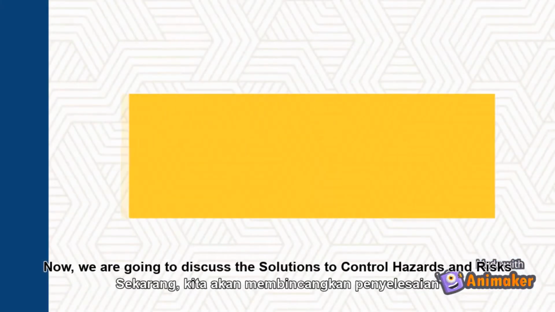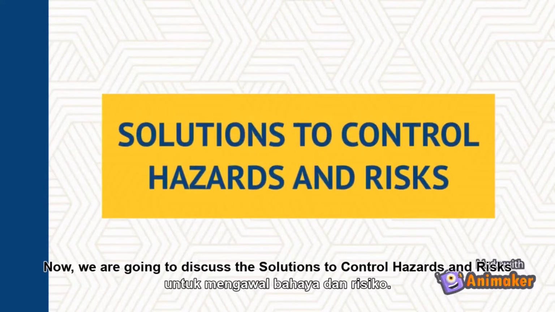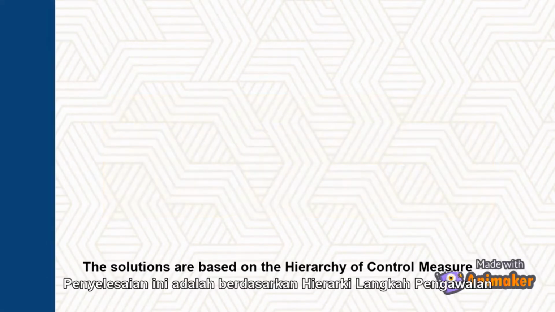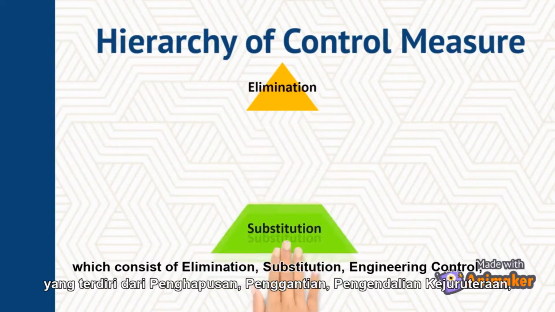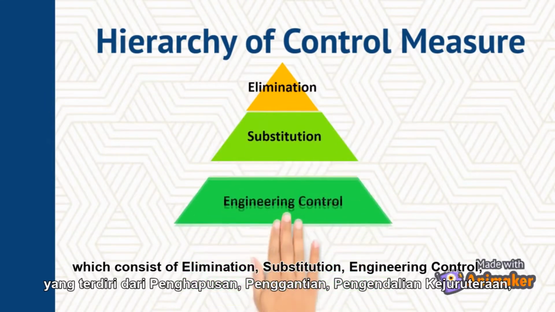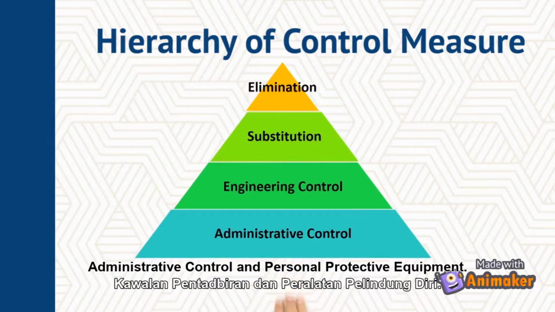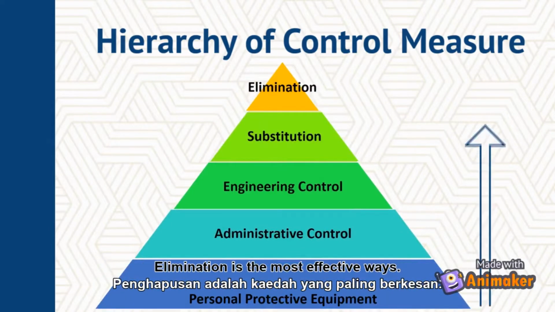Now, we are going to discuss the solutions to control hazards and risks. The solutions are based on a hierarchy of control measures which consists of elimination, substitution, engineering control, administrative control, and personal protective equipment. Elimination is the most effective way.